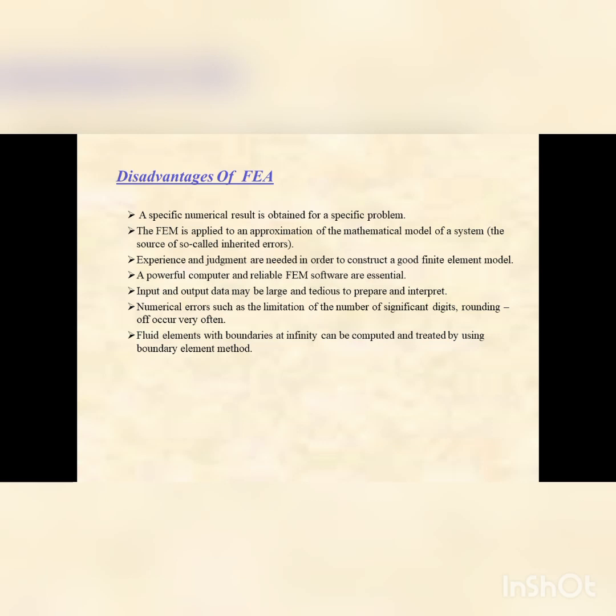Powerful computers and reliable FEM software are necessary to do it. There are numerical errors such as limitation of the number of significant digits and rounding, which occur very often, and fluid elements with boundaries at infinity can be treated using boundary element methods. So these are the limitations of FEA.